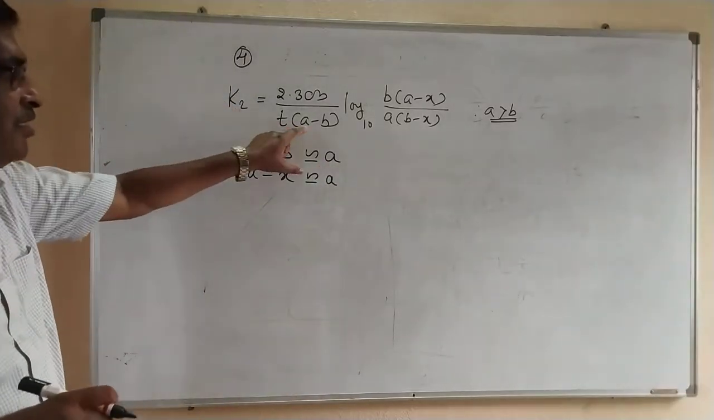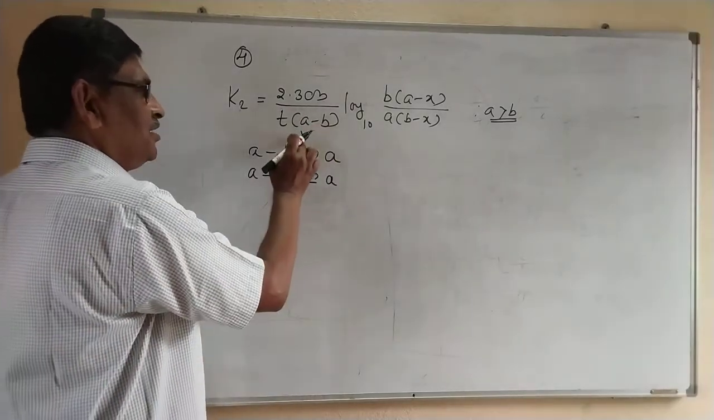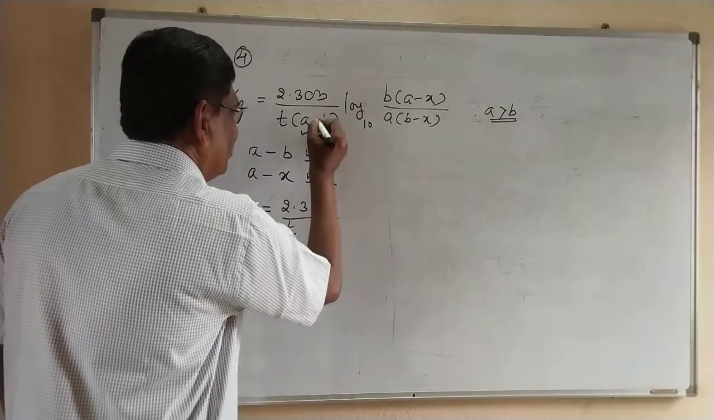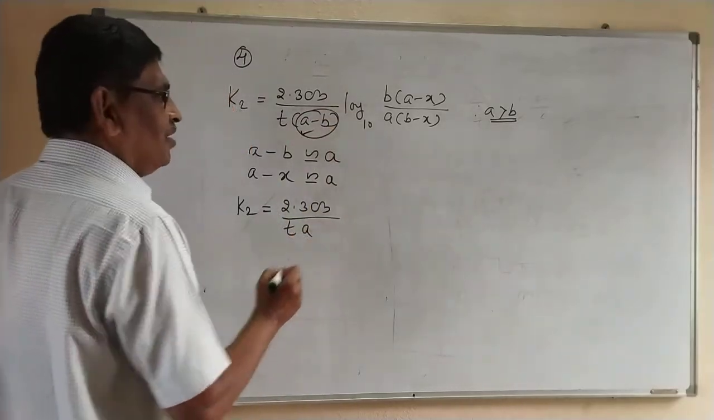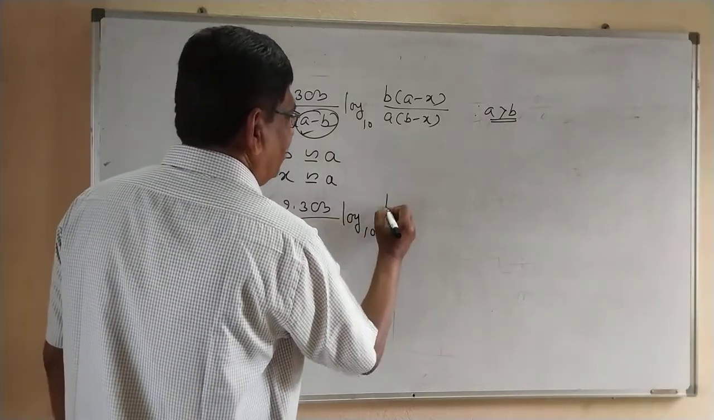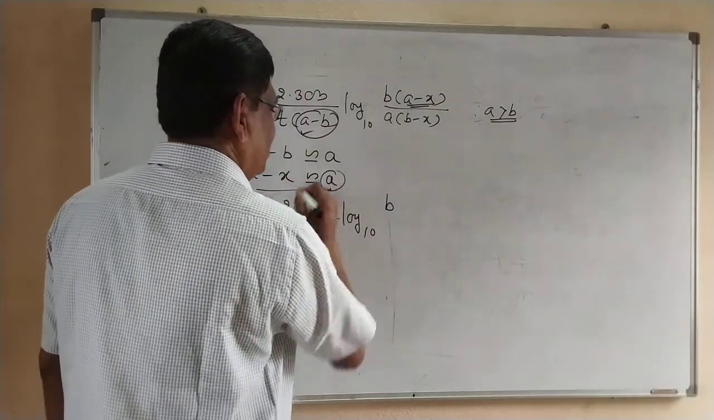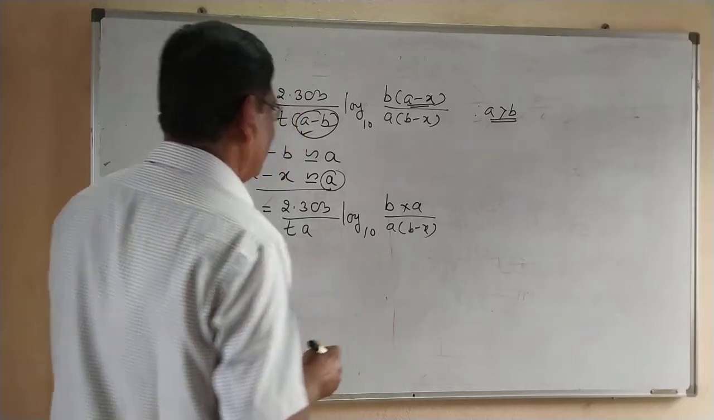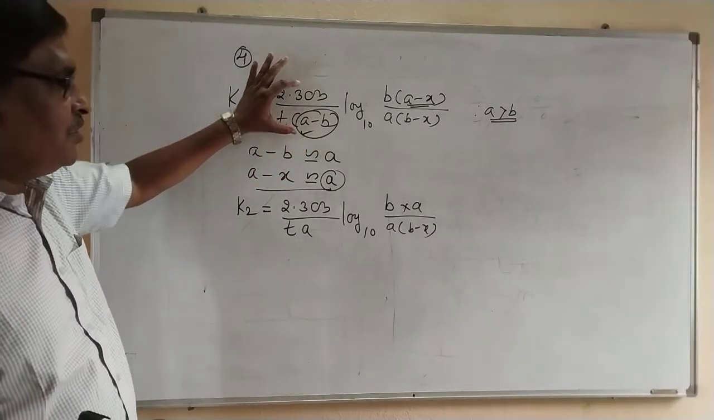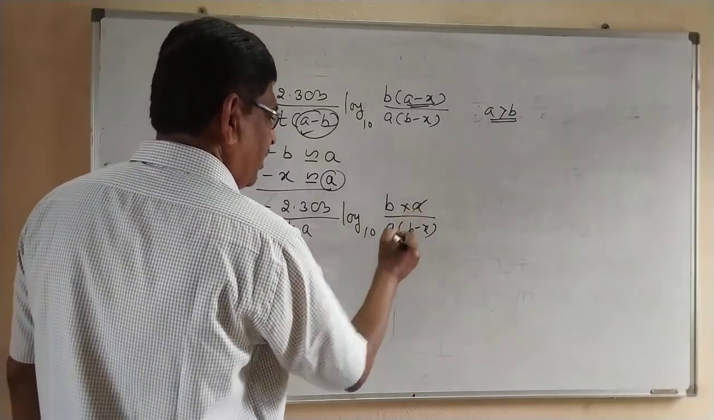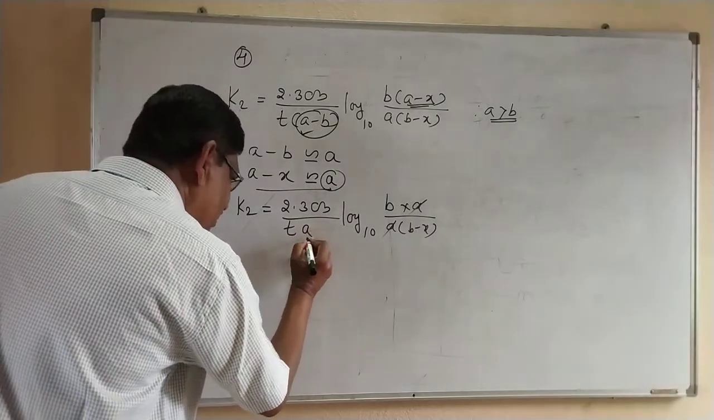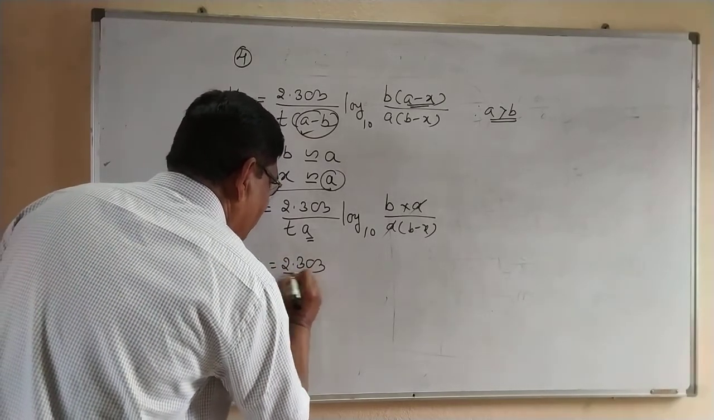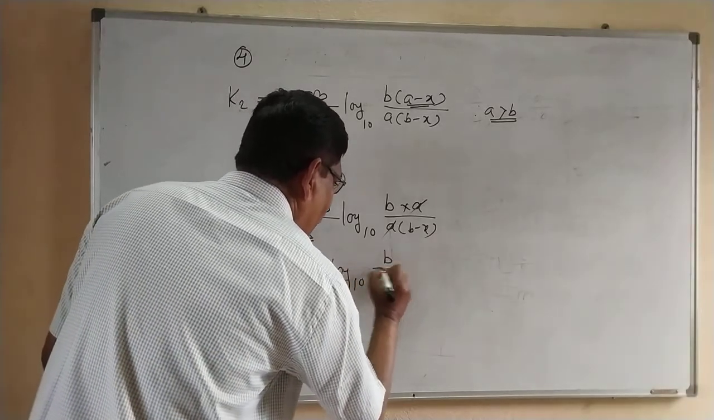Now substitute the condition here. K2 is equal to 2.303 over t. What is a minus b? It is nearly equal to a. Log of b, what is a minus x? It is a. Over b minus x. What I am doing is substituting the values of each term here. This a and this a go out, and if this initial concentration is shifted here, what do we get? K2 into a is equal to 2.303 over t, log of b over b minus x.